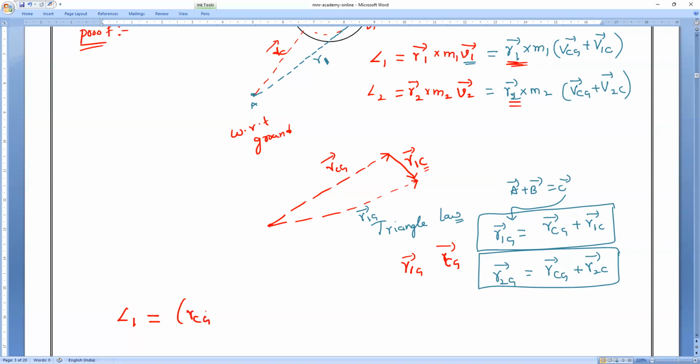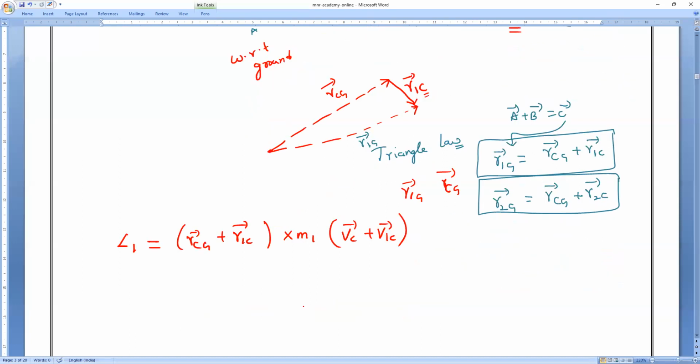RC with respect to ground plus R1 with respect to center, into M1, into VC with respect to ground plus V1 with respect to center. Is it okay? Understand? This is the first particle. Next, the second particle. What is that?